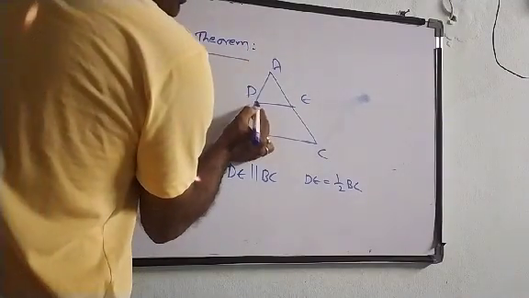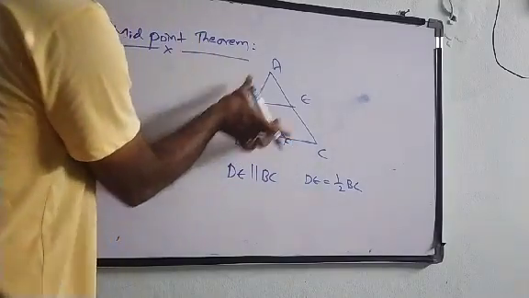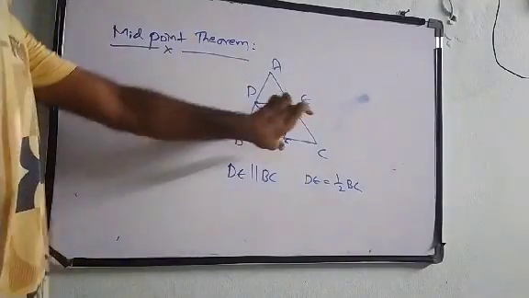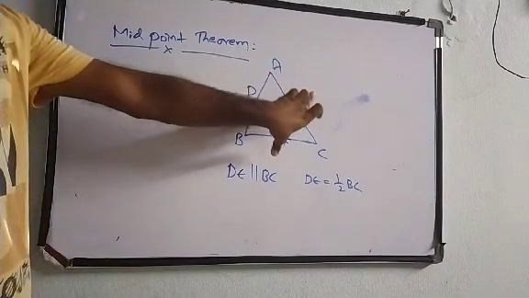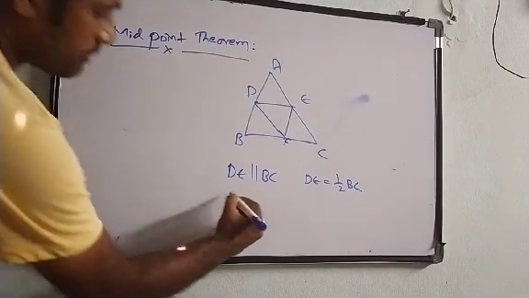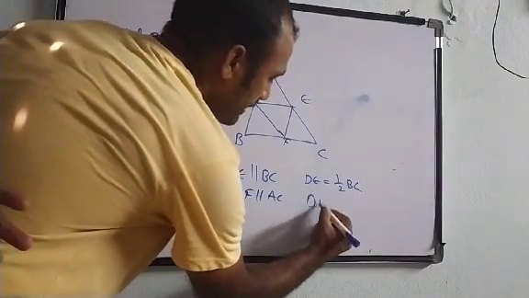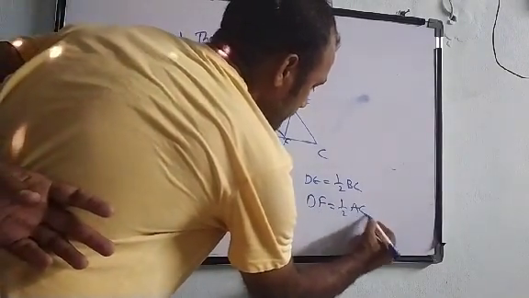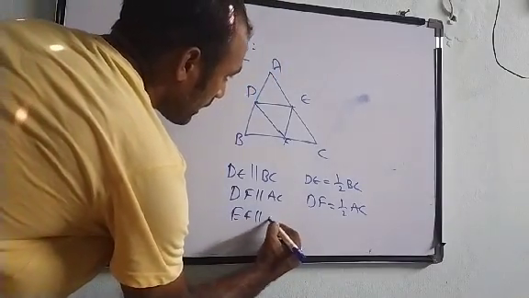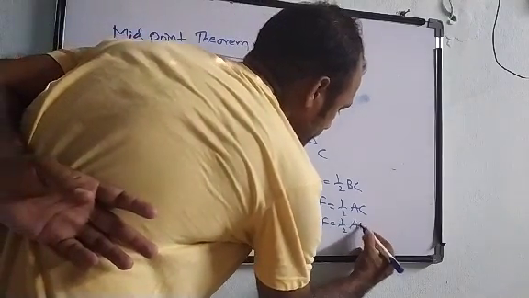It may be for this also. For example, if we consider this F, DF will be parallel to AC, and DF will be half of AC. EF will be parallel to AB, and EF will be half of AB. So let me write here: DF is parallel to AC and DF is half of AC, and EF is parallel to AB and EF is half of AB.